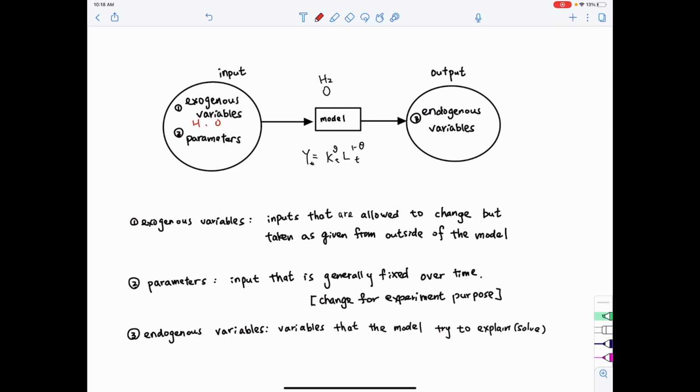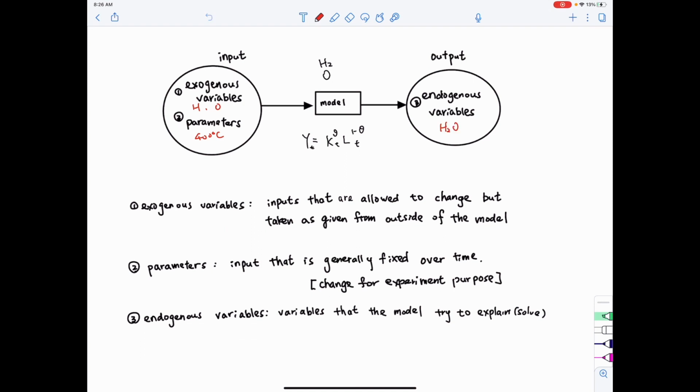The parameter is the environment that you set, which can be 100 degrees Celsius once you burn it, or probably 400 degrees. Then once you set a fire, you burn it, and the hydrogen and the oxygen will be combined together, and then boom, water comes out. And the quantity of water that comes out will be the endogenous variable.